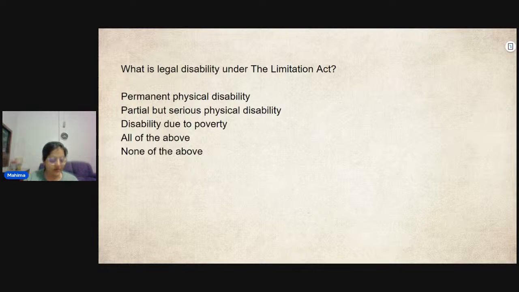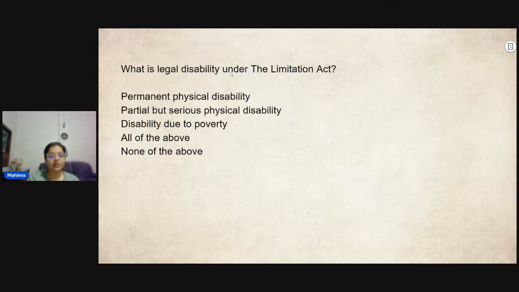I know you guys are confused with the words minor, insane, or idiot. Let me open my Bare Act and see the correct thing. It includes the physical disability, that's for sure. Because of poverty only. See, this was not a question under section 6.